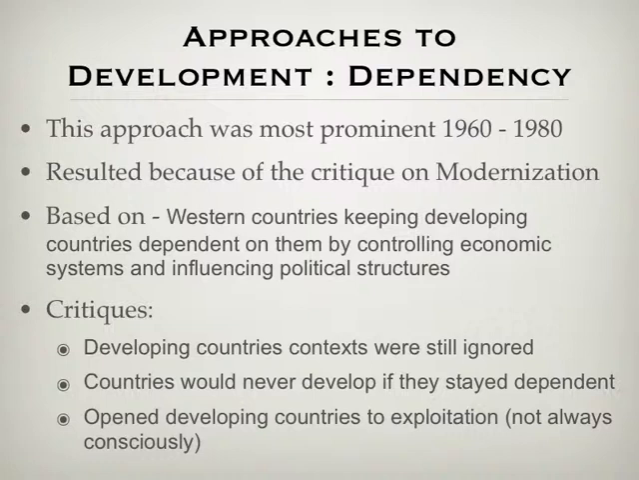Now, this came about as a result of the critique on modernization, but the aim of this, which was not necessarily a conscious aim, is that Western countries kept developing countries dependent on them through helping them, through assisting in certain things, and by that means they got to influence certain processes. So Western countries could influence economic systems, and they could influence political structures within developing countries. And that created that dependency.